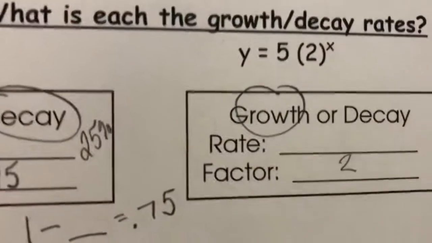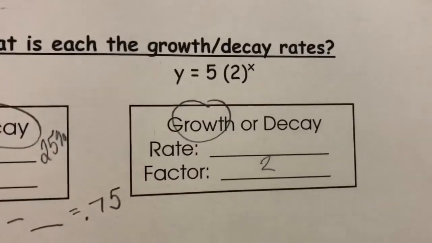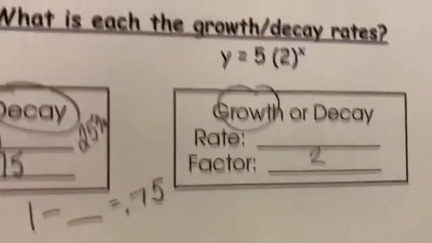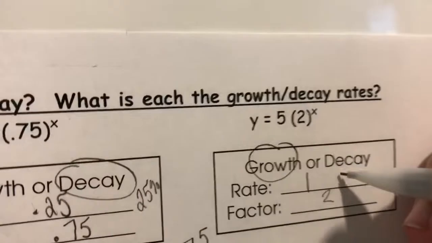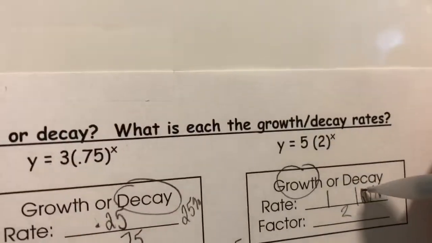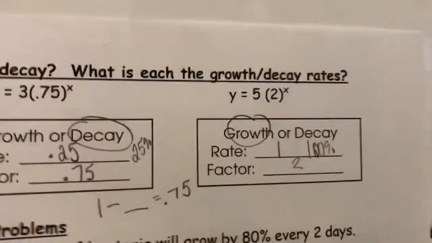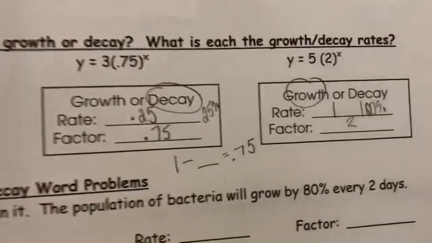And last but not least, we have rate. So to get the rate, I want to know 1 plus what equals 2. Well, 1 plus 1 is 2. So therefore, my rate is 1 or 100%. It should be a 0. This is tricky, guys.